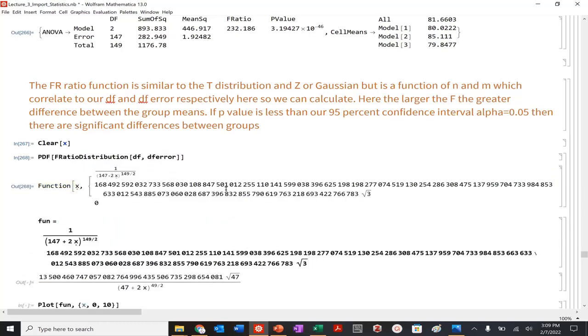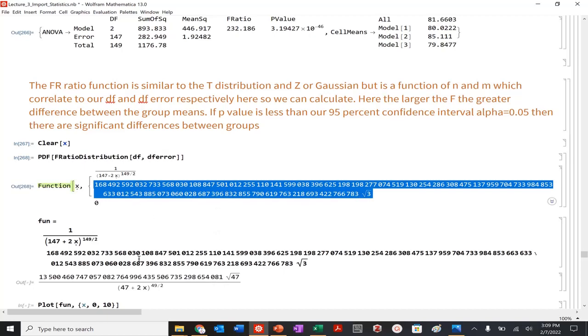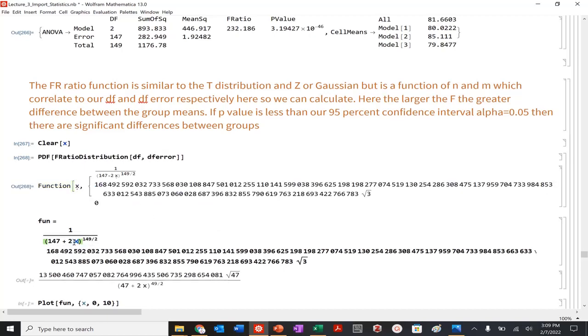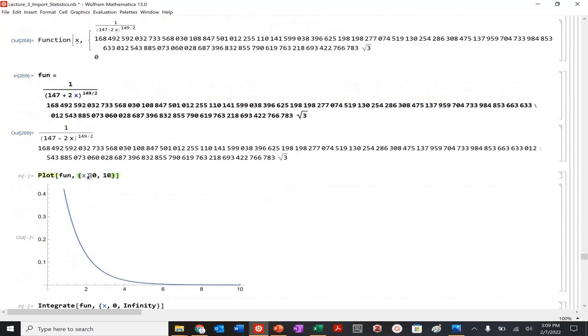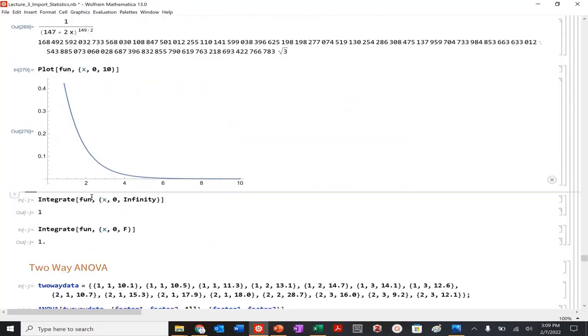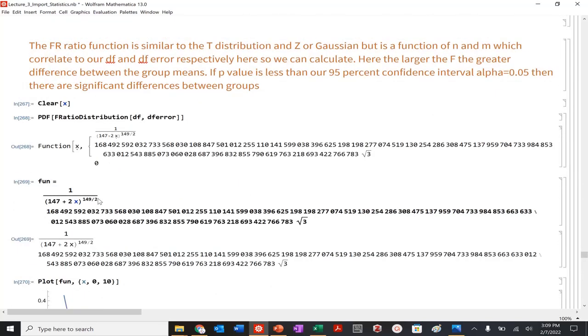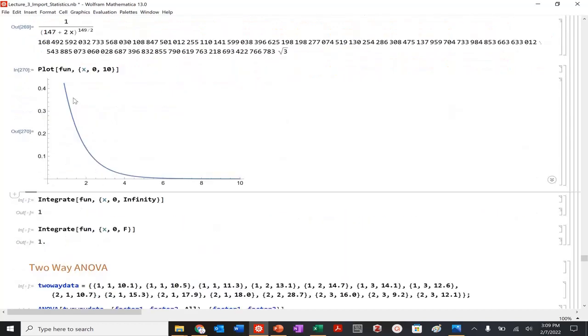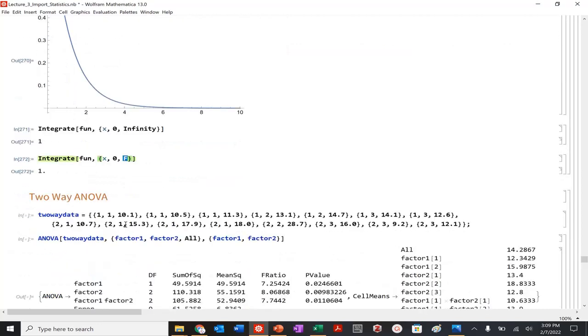Plug in, make sure our X is defined here so we don't get any errors. So this is what our F ratio looks like. And if you integrate it from 0 to infinity, we get 1. And you can see for our F value, basically all our values are going to fall in between here.